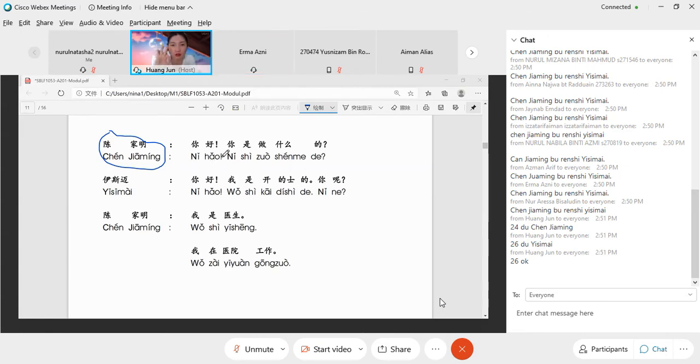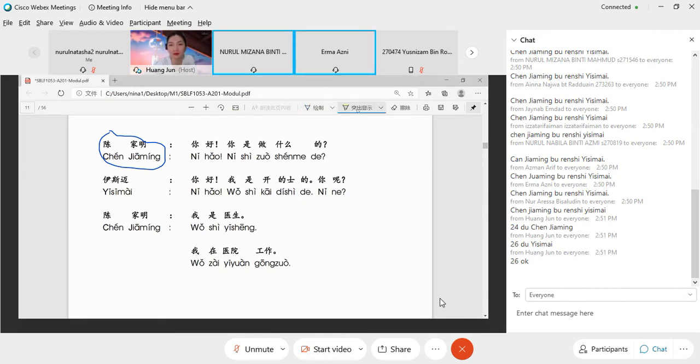你好. 3, 2, 1. 你好，你是做什么的？你好，我是开电视的，你呢？我是医生，我在医院工作。 Okay, thank you for both of you.